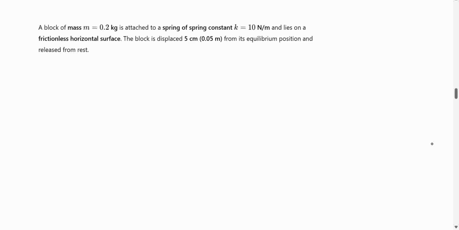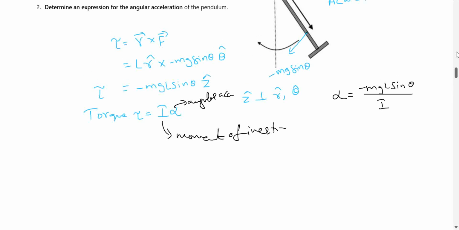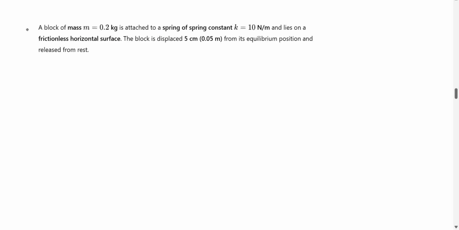So now we have another problem. So we have done with the third problem basically. Now let's go to the fourth problem. A block of mass m equal to 0.2 kg is attached to a spring of constant k, and lies on a fixed, frictionless horizontal surface. The block is displaced 5 centimeters. So basically, the block is lying on a frictionless surface.